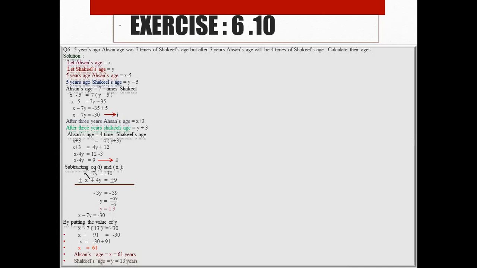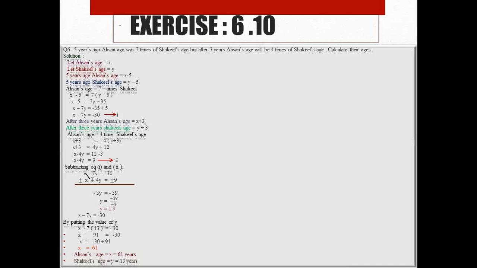X and X cancel, minus 7y plus 4y is equal to minus 3y, which is equal to minus 39. Now we shift minus 3 to the other side. Minus 39 divided by minus 3, y is equal to 13. We get the value of y, which is 13. Now in any equation, 1 or 2, it's up to you, you can put the value of y to find the value of x. I put this value in equation 1.